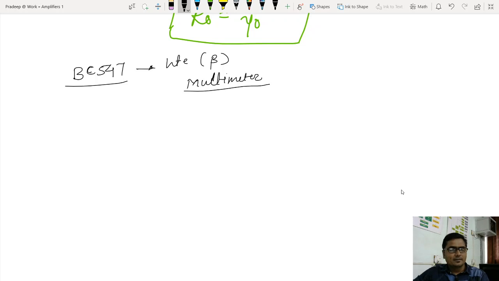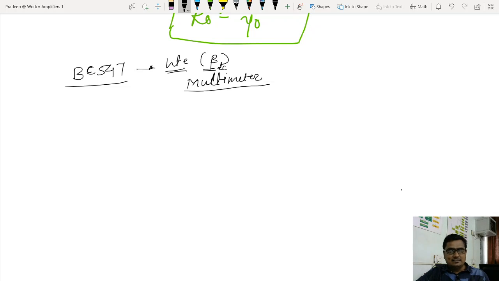It means I can use a multimeter to measure the H parameter. What is this H parameter? HFE, or what I can say, it is beta DC. Let me write it as small DC. Using a multimeter we can find out HFE and beta DC easily. Take a transistor, take a multimeter and insert this transistor into the slots provided on the multimeter, and your multimeter display will clearly show the value of beta for this transistor.